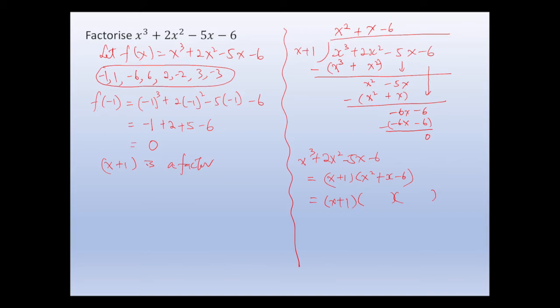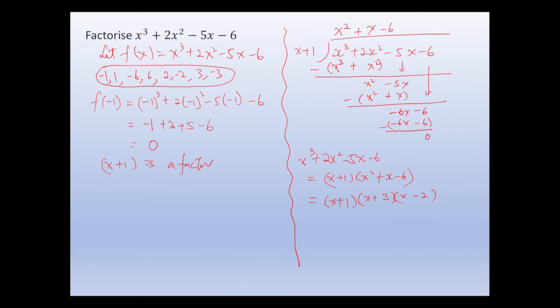Alright, so now you can see that the two numbers that multiply to minus 6 and add up to 1 are actually 3 and minus 2. Therefore, you've got x plus 3, x minus 2. This is how you actually factorize a cubic. So determine one of the factors first, and then do the long division, and then do the cubic factorization.